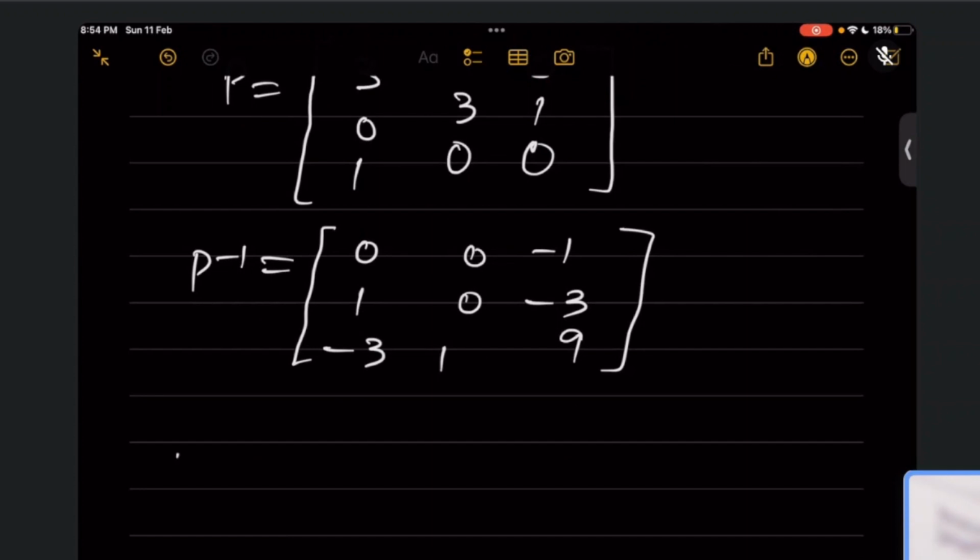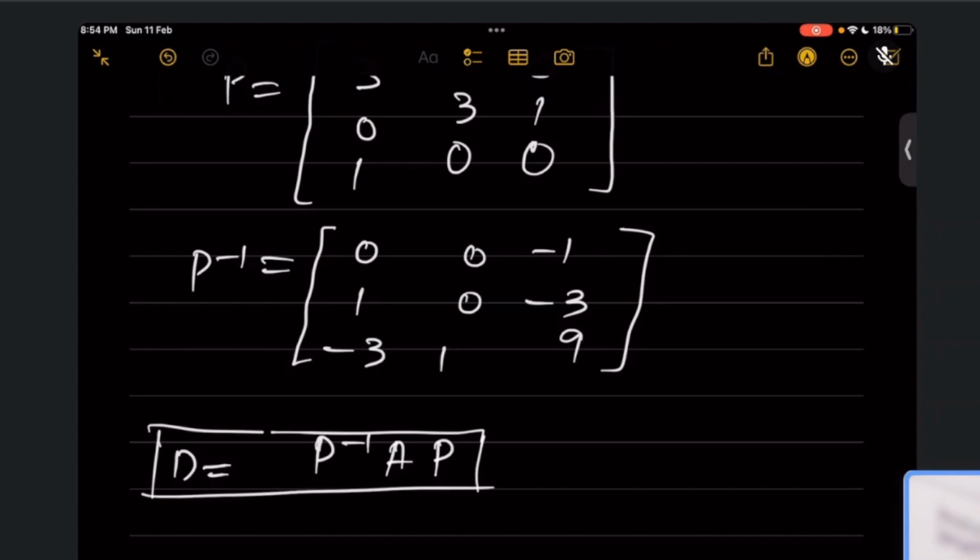So how do you find D? D is nothing but what? P inverse A P. Or is it the other way? No, this is the way. P inverse A P. So from here you will get D equal to what? Check it on your own end, but I am writing it down.